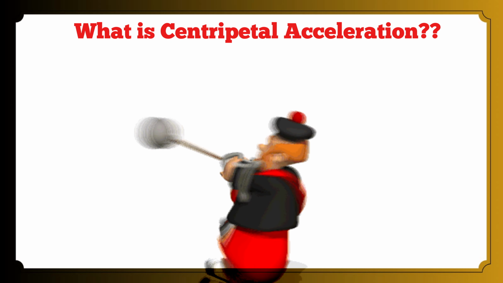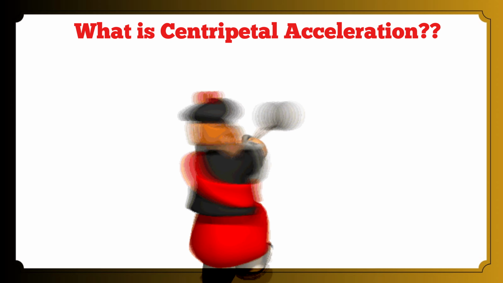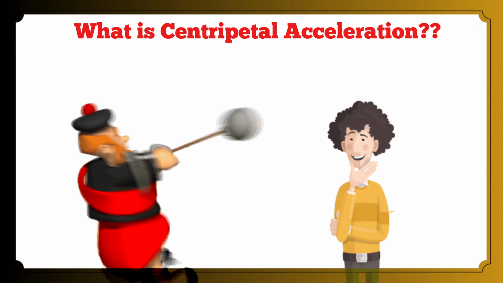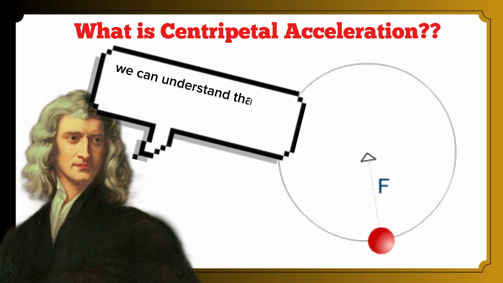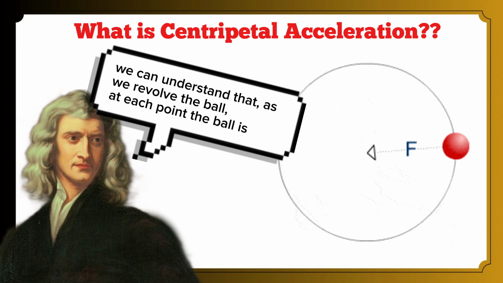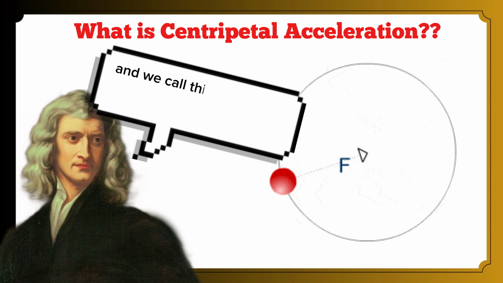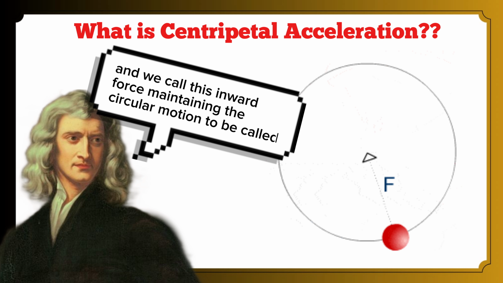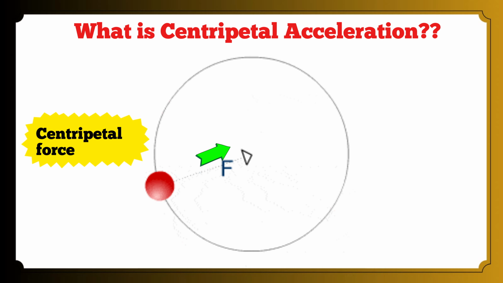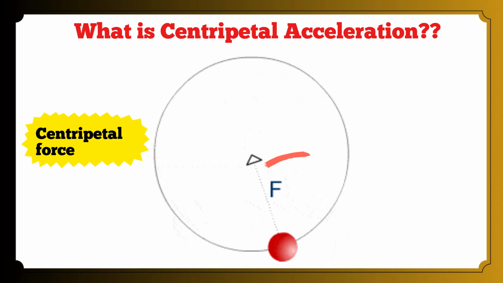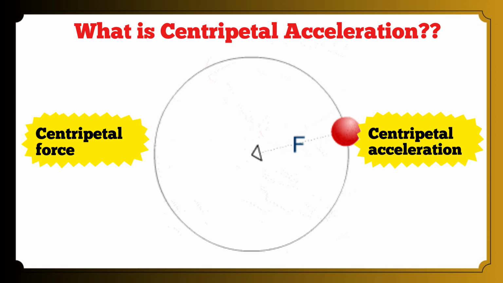We have all played with a ball tied to a string and swirled it around in circles, or at the least seen this happen. Intuitively, we can understand that as we revolve the ball, at each point the ball is being pulled by the string with some force that keeps it from flying away. And we call this inward force maintaining the circular motion the centripetal force, and the acceleration caused by the force is called centripetal acceleration.